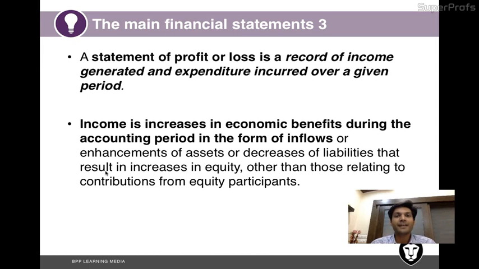So what is income? Income means an increase in the economic benefits during the accounting period in the form of inflows. That means you get something which would either increase your assets or decrease your liabilities. Remember, equity is what? Equity means asset minus liabilities. Okay. So whenever your asset increases or the liability goes down, that would increase your equity also. Okay. Other than those relating to the contribution from equity participants.